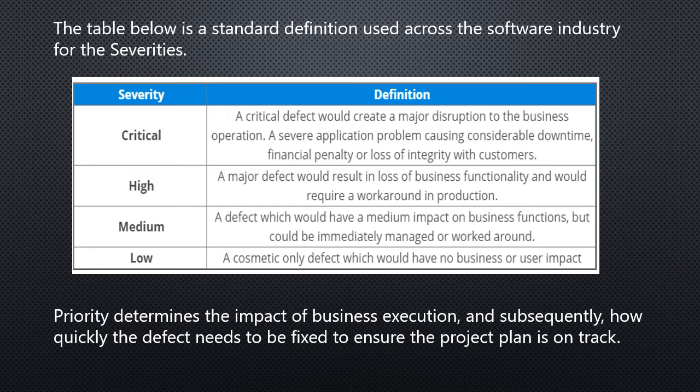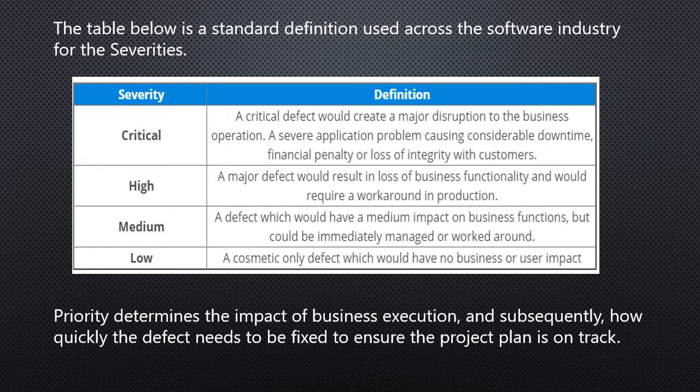Critical. A critical defect would create a major disruption to the business operations. A severe application problem causing considerable downtime, financial penalty, or loss of integrity with customers. High. A major defect would result in loss of business functionality and would require a workaround in production.